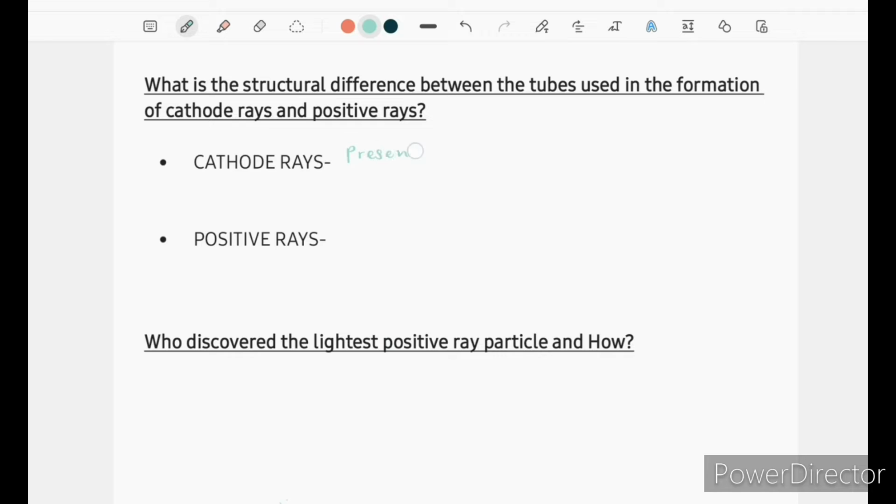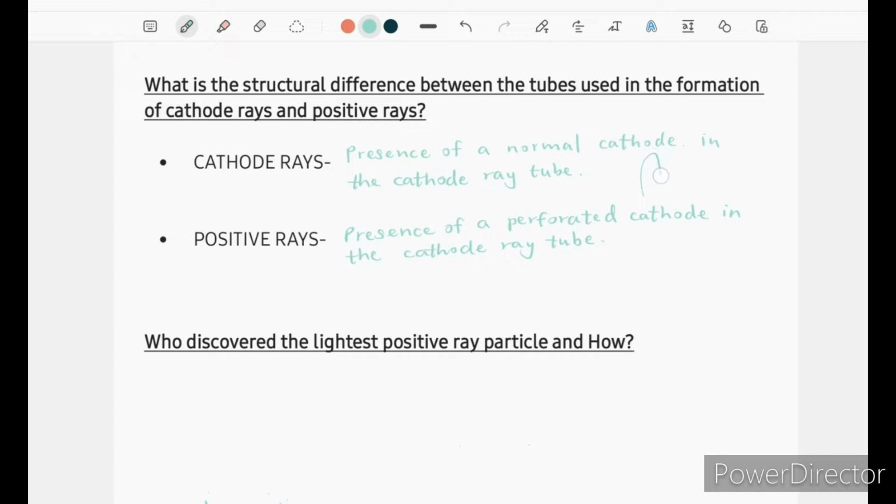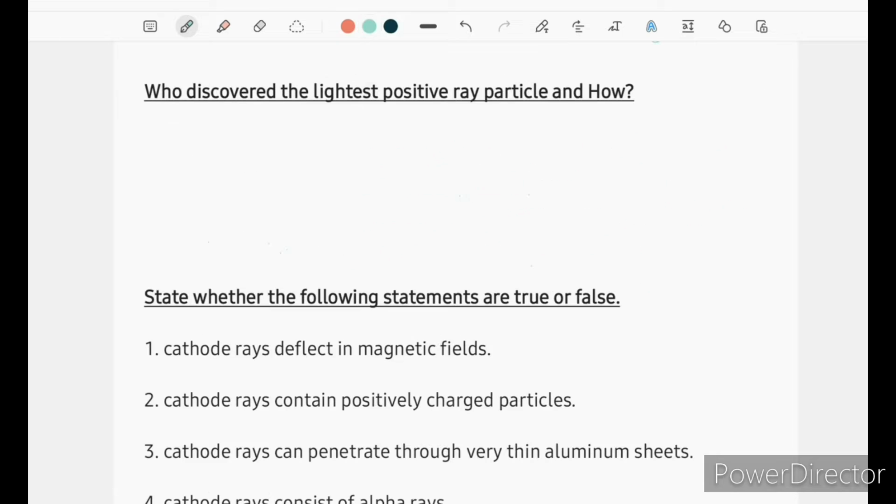What is the structural difference between the tubes used in the formation of cathode rays and positive rays? The tube that generates the cathode rays contains a normal cathode. The tube that generates positive rays contains a perforated cathode. A perforated cathode is the normal cathode with holes. We use the same kind of tube to generate cathode rays and anode rays, and that is called the cathode ray tube. Next question.